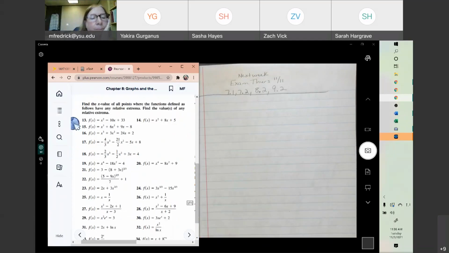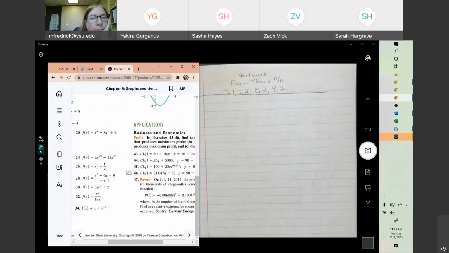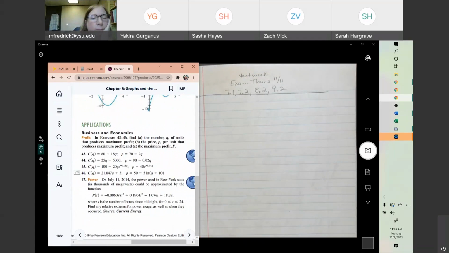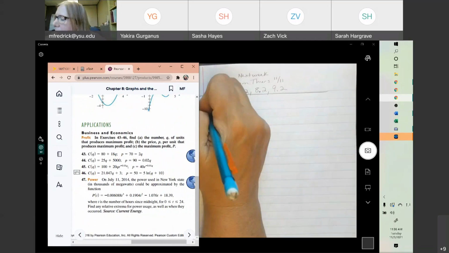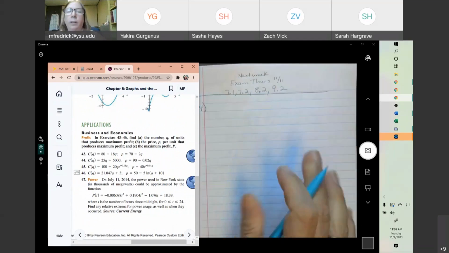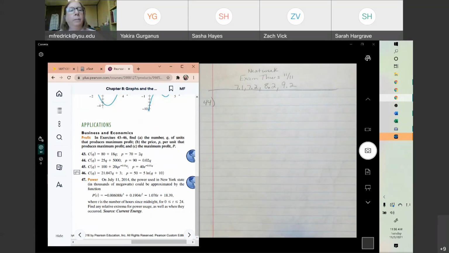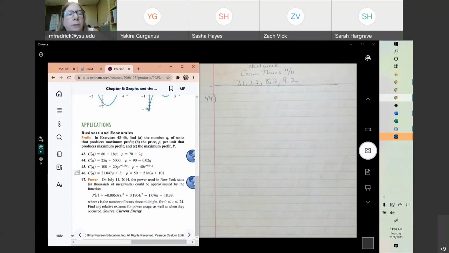Number 44. On number 44, it says in exercises 43 to 46, find the number Q of units that produces the maximum profit, the price P per unit that produces the maximum profit, and the profit. So we want to find out how many, the price we're going to sell them for, and the profit that we'll make.